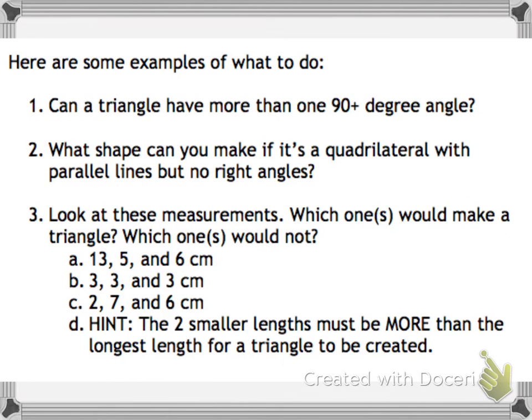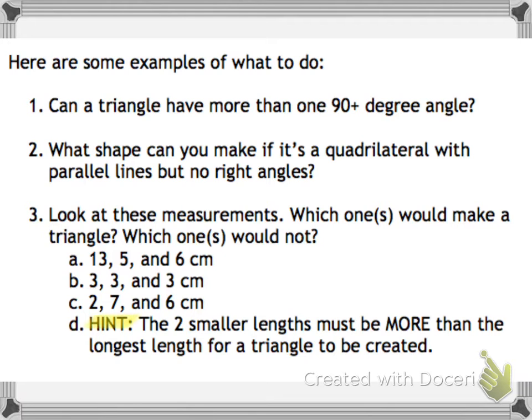Here are some examples of what to do. Can a triangle have more than one 90-degree plus angle? What shape can you make if it's a quadrilateral with parallel lines but no right angles? And then look at any of these measurements, which one or ones would make a triangle and which ones wouldn't. The length measurements are 13, 5, and 6; 3, 3, and 3; and 2, 7, and 6.